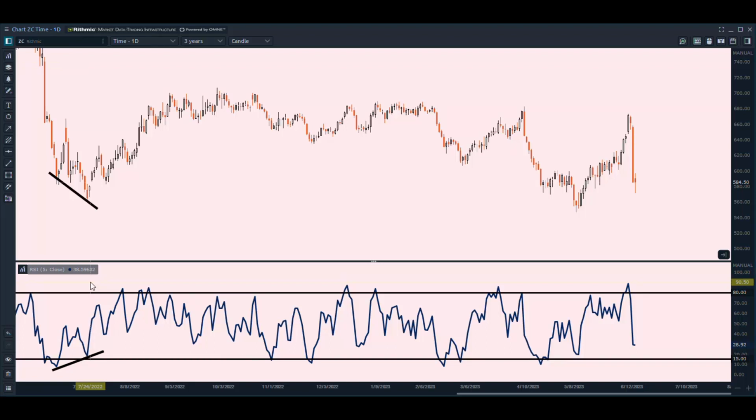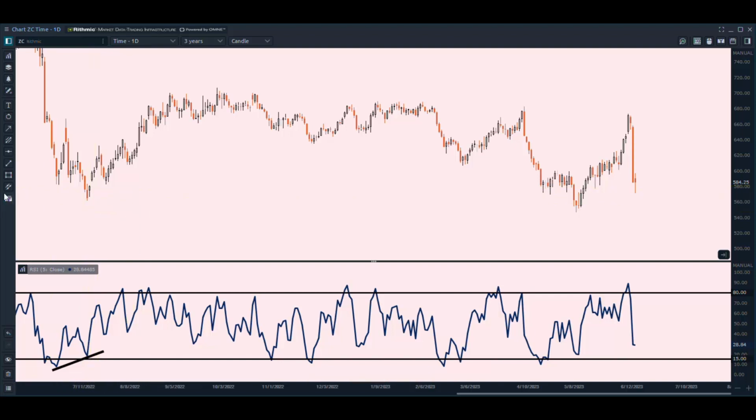You could use it as a function of the high or the low, but the default and the most basic and most popular way to use this is using the RSI source as close. So you're looking at the closing prices. So lower closes, higher closes on the RSI, and then that was a very, very important reversal point for corn.